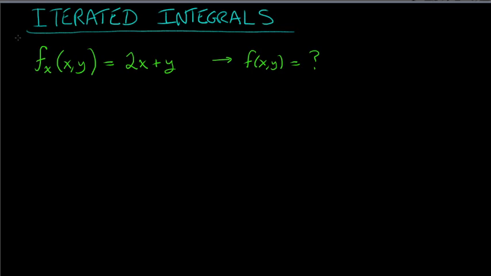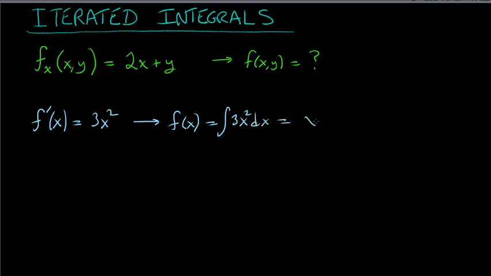And if you remember in Calc 1, the answer was pretty much yes. After all, if you know the derivative, well, let's write it the usual way. f prime of x is 3x squared. Can you find the original function f? Well, sure. You just integrate 3x squared, and you get x cubed, right? And you can check the derivative of x cubed is 3x squared.